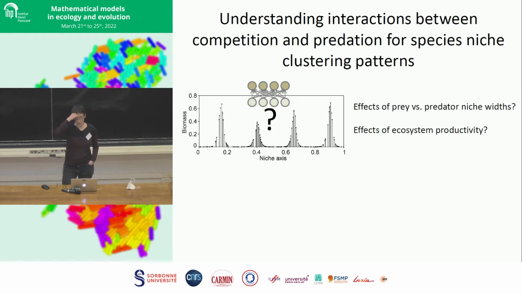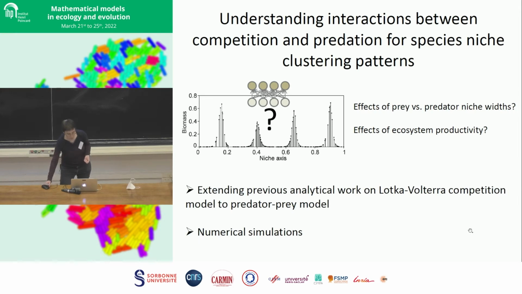Okay, so I arrive here at the main questions of this talk. Basically, what we planned to do was to extend the work of Schaeffer and Van Ness to add predation to the model. In particular, we were interested in understanding how the prey niche width and also the predator niche width affect these clustering patterns. Do they occur and how do they depend on them? And because ecosystem productivity also matters for the relative importance of competition and predation, we also studied the impact of ecosystem productivity.